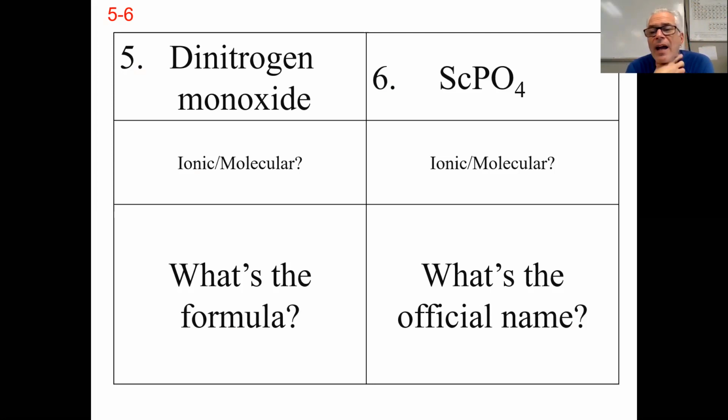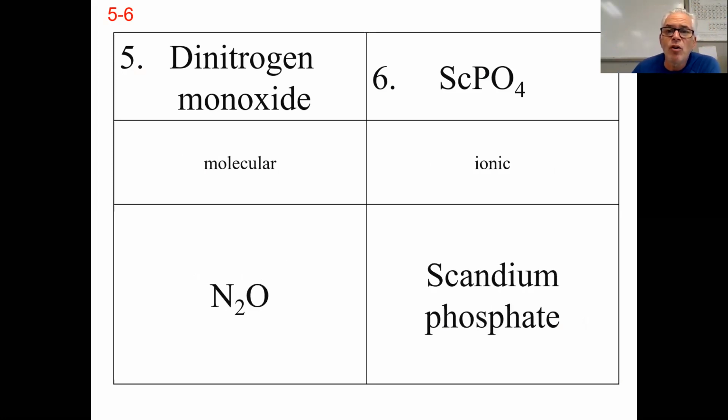So the formula, dinitrogen monoxide, 2 N's, 1 O, N2O, and it's molecular. This stuff here is called scandium phosphate, not phosphide, phosphate. We don't need a Roman numeral because it only makes one kind of ion, a positive 3. Positive 3 balances a negative 3. Of course, it's ionic.